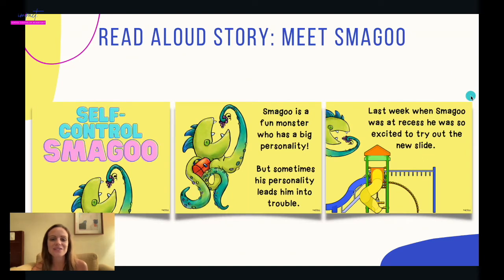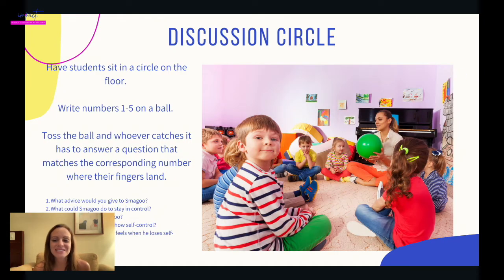Then a read aloud story. I came up with this funny little monster named Smagoo, and Smagoo struggles with self-control. He's very relatable. So you're going to read this story about Smagoo. You would print these out, and then you would read it like you would a storybook. Maybe you're sitting in a chair and all the kids are on the floor. Then we have a discussion circle.